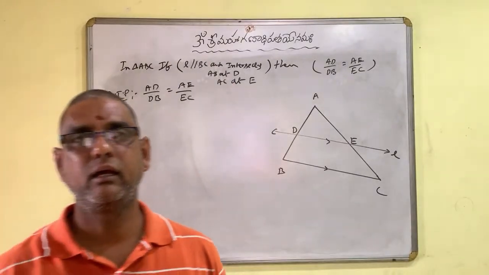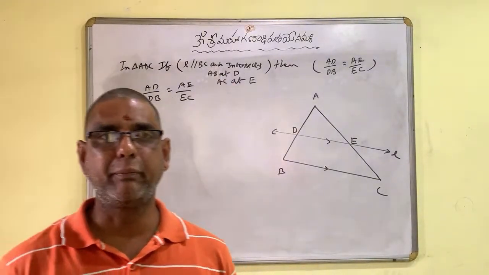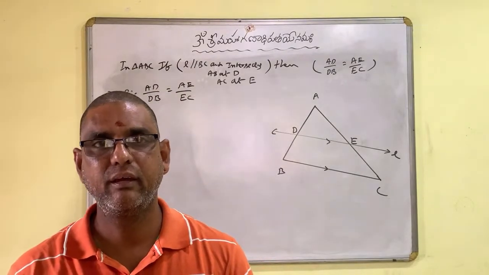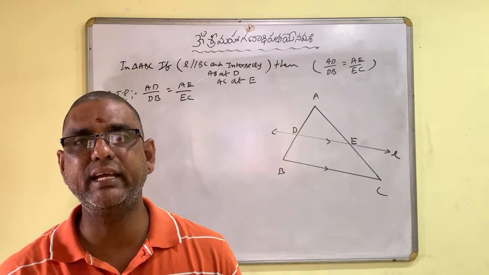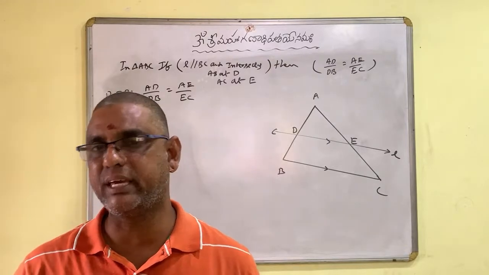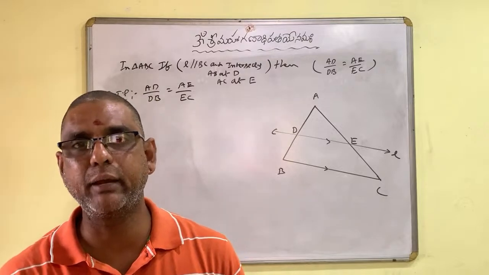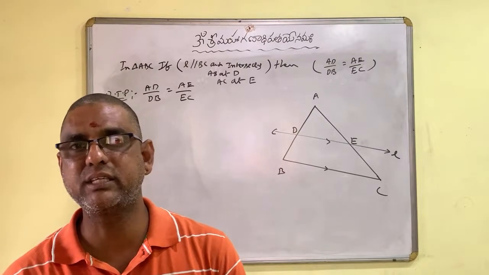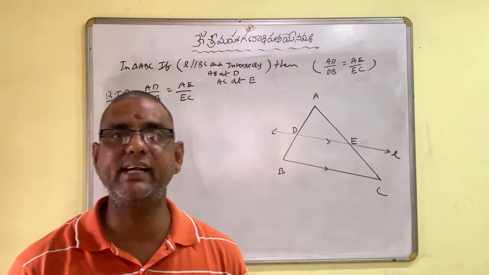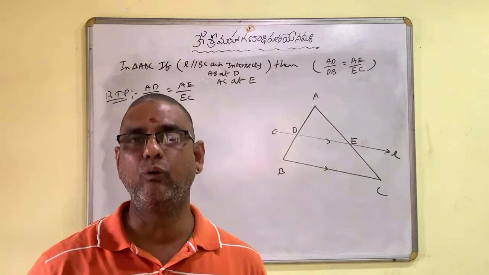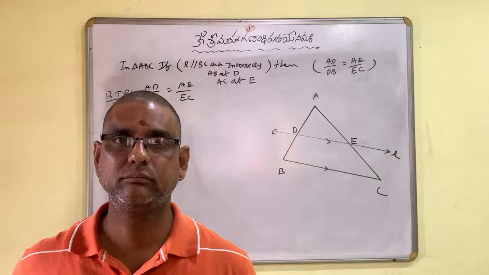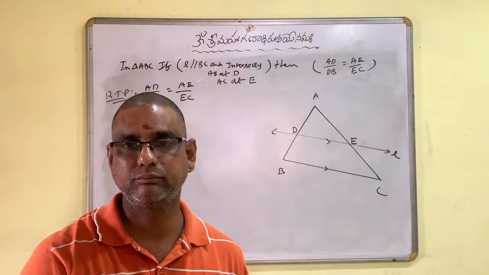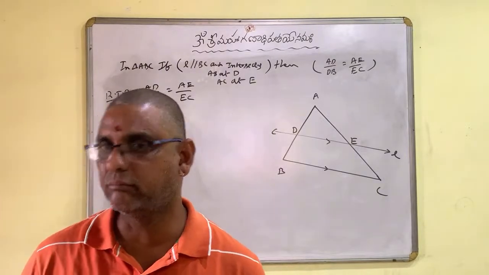Once again, I am repeating the statement. In triangle ABC, if a line L is drawn parallel to BC, intersecting AB at D and AC at E, then it divides the other two sides in the same ratio. That is the basic proportionality theorem.